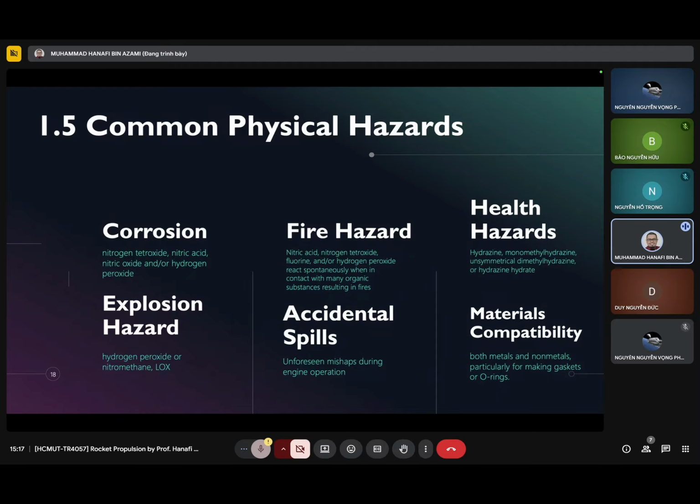So these are some things that you need to avoid, because it can reduce the structural integrity of the tank, for example, and it can cause leaks.